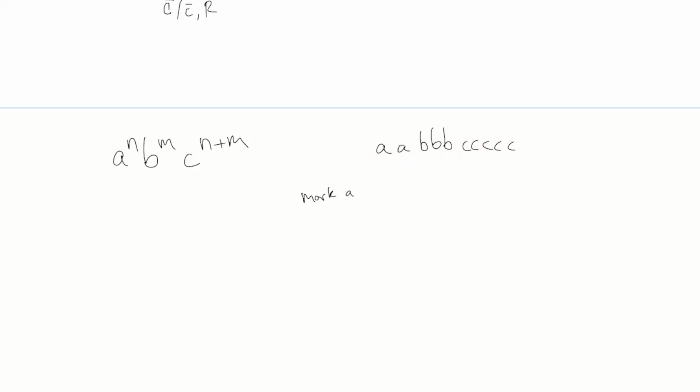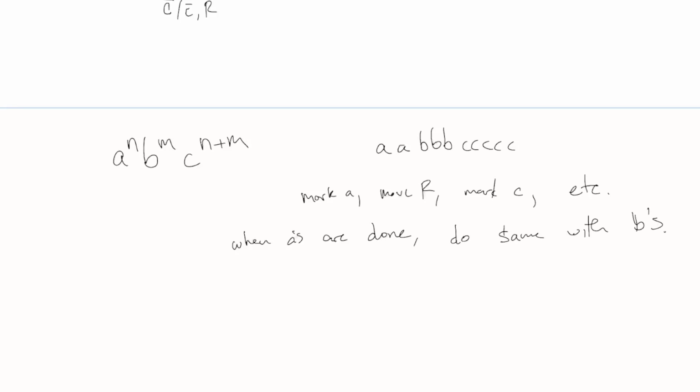So I'm going to say you mark A, skip over the B's, move to the right, and then mark a C. So that every A gets matched with a C. And then once I'm done with the A's, I do the same but with the B's, right? So mark the A, move to the right, mark the C, etc., right? Then you go back and do the next A. And then when the A's are done, I'm going to do the same with the B's, all right?